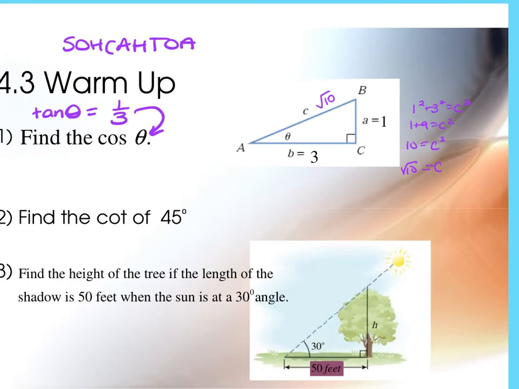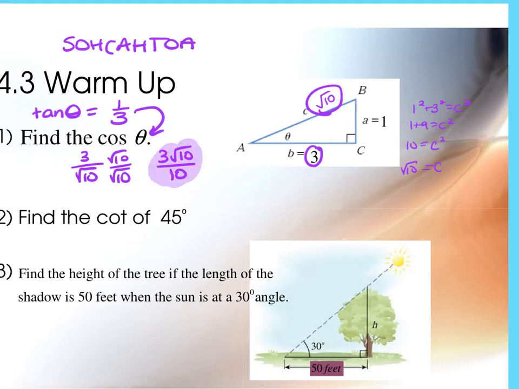Once I get that, then I know cosine is adjacent, which is 3, over the hypotenuse, which is square root 10. That gets rationalized by multiplying the numerator and the denominator by the square root of 10, and I get 3 square root 10 over 10. And again, that's going to be left that way so that it's exact.